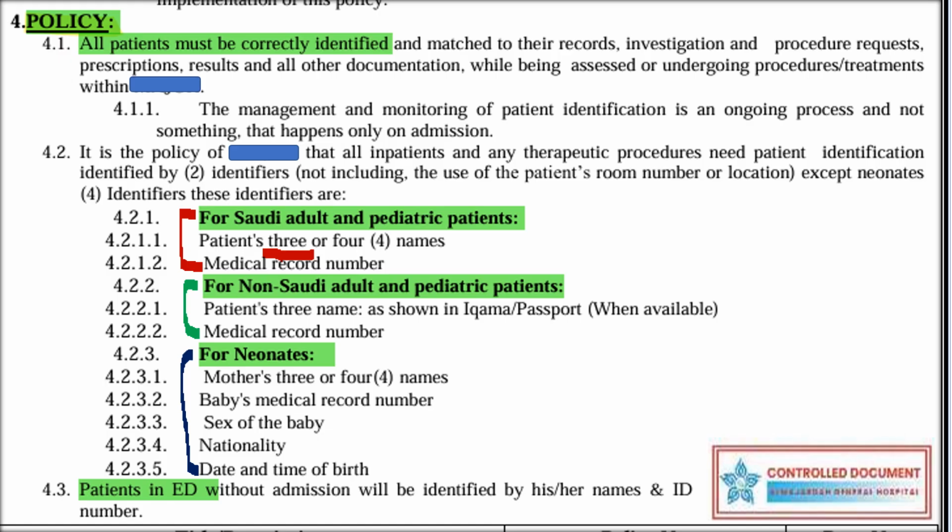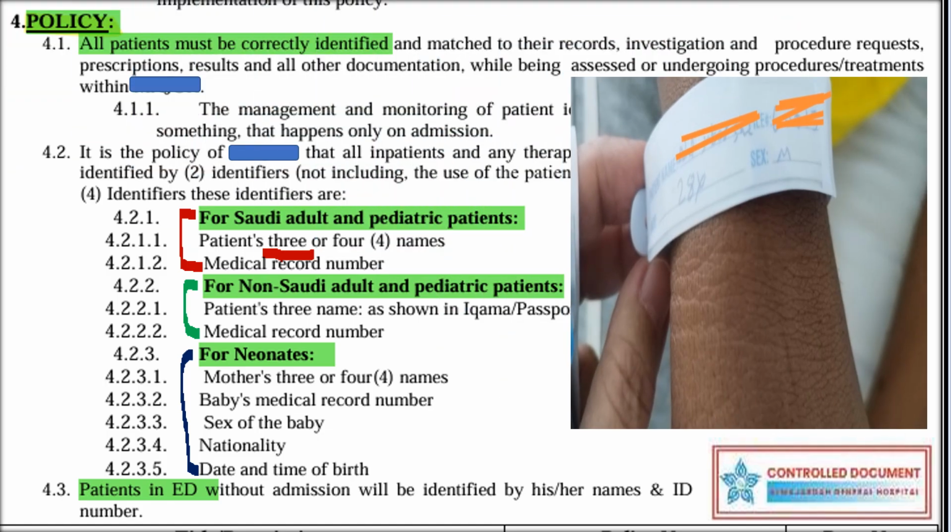Now, for identifying the neonates, we have to use the mother's 3 or 4 names, the baby's medical record number, the sex of the baby, the nationality, and the date and time of birth. Now, during my rounds, these are the things that I have observed.